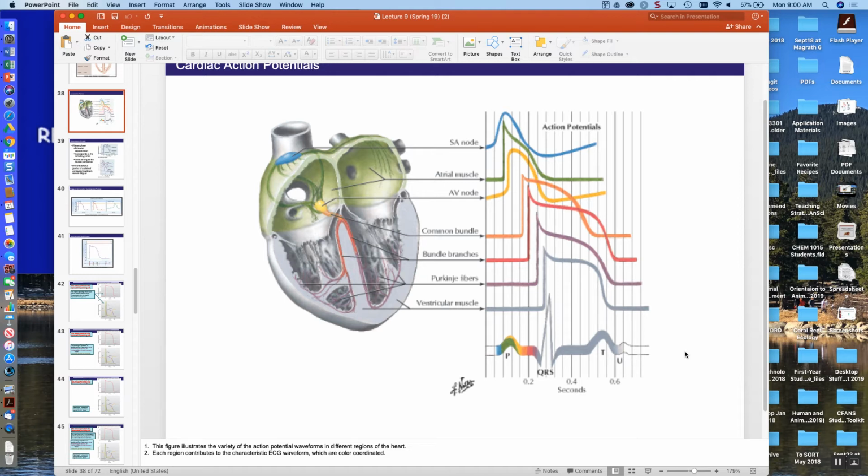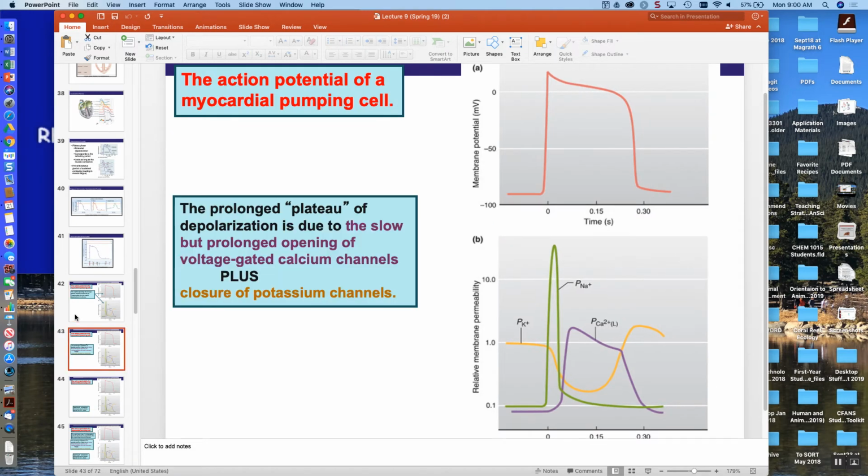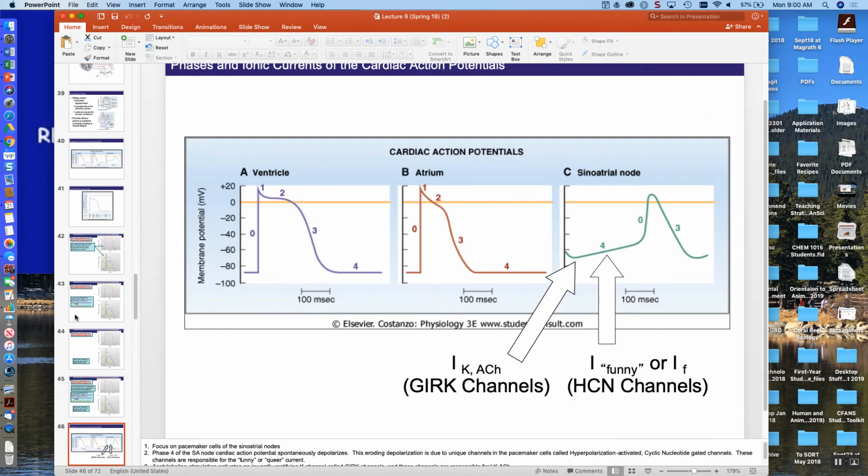Okay, so again, that's not going to be on your test. This is going to be very straightforward, very basic. I'm just asking you basically what are the different ion channels that are responsible for each of the different phases. All right, so let's move on to the SA node.